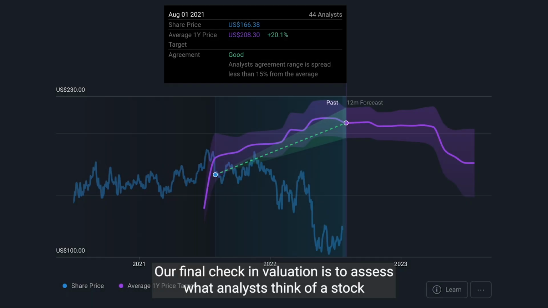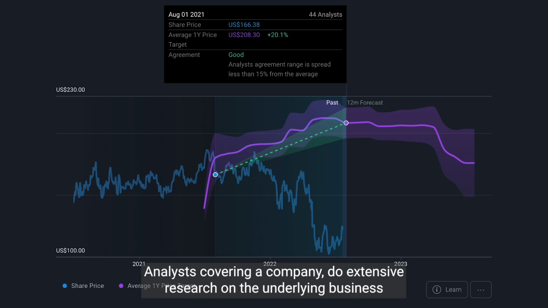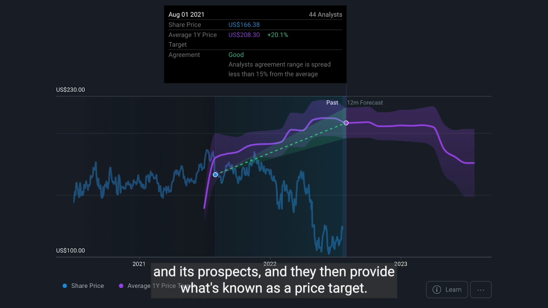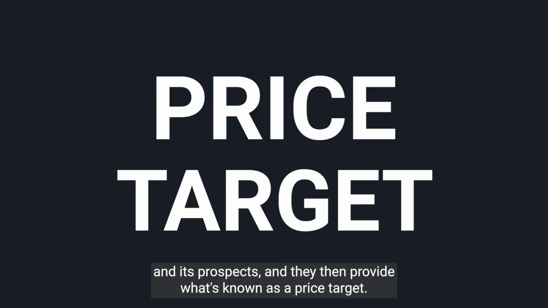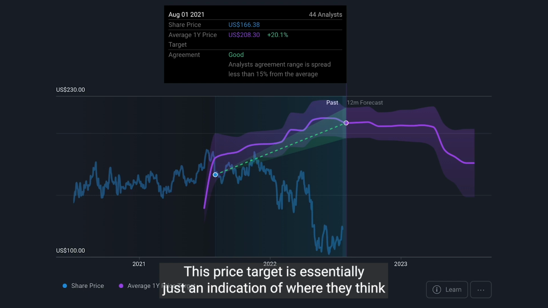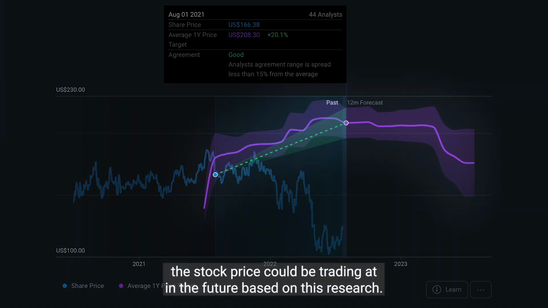Our final check in valuation is to assess what analysts think of a stock. Analysts covering a company do extensive research on the underlying business and its prospects, and they then provide what's known as a price target. This price target is essentially just an indication of where they think the stock price could be trading at in the future based on this research.